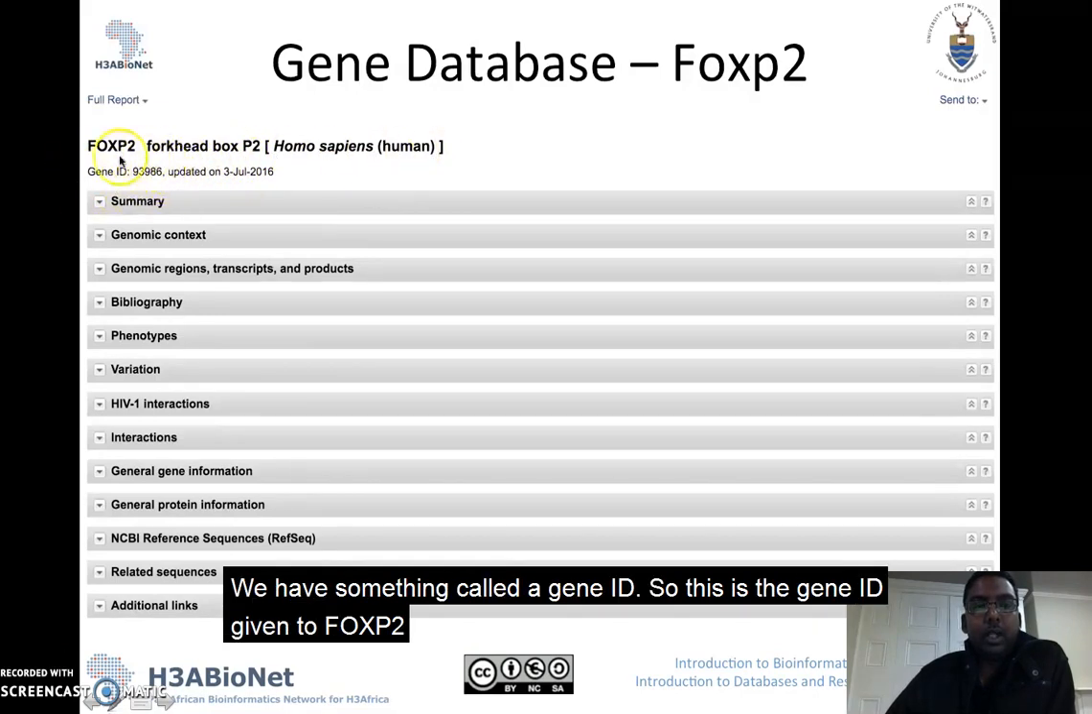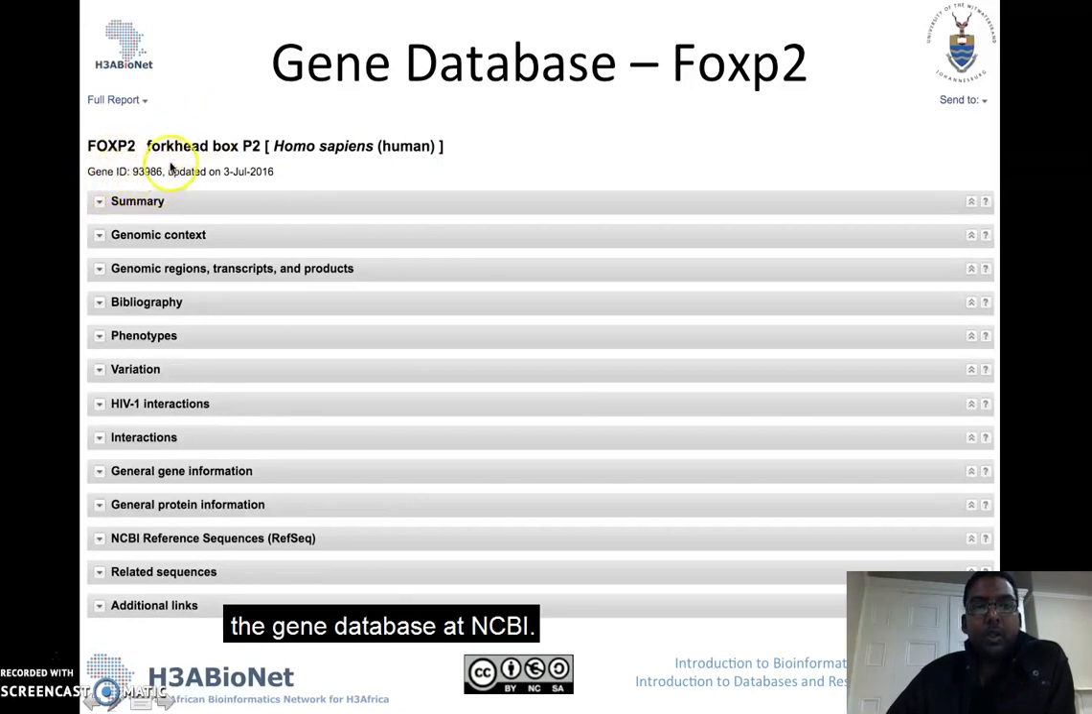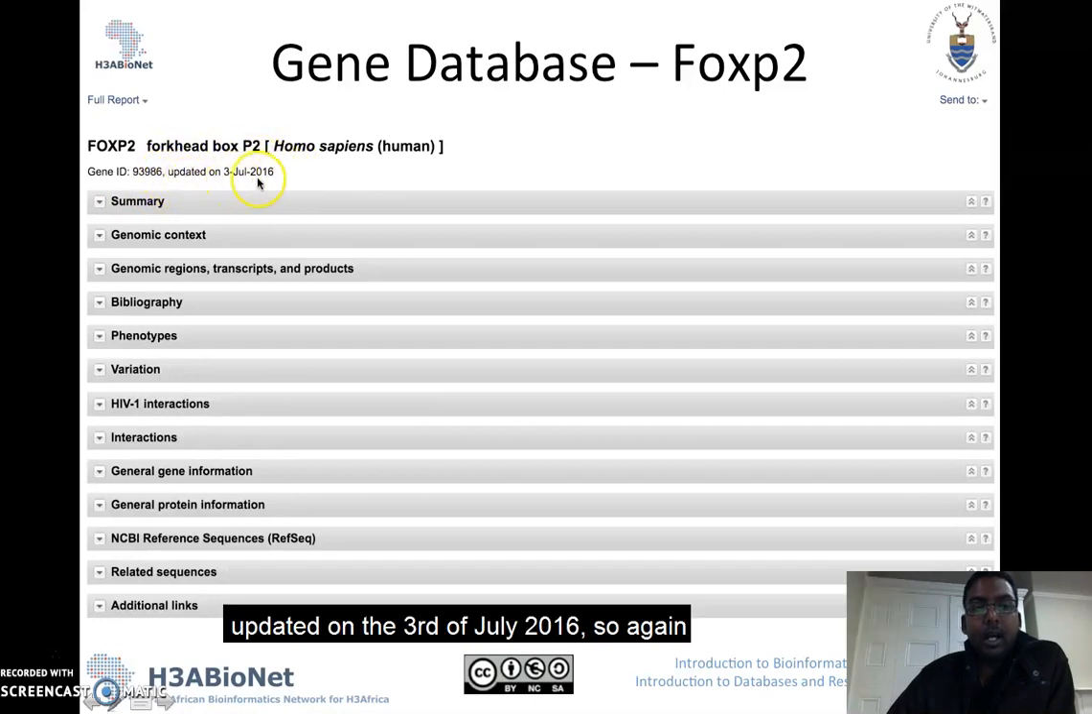We have something called a gene ID. This is the gene ID given to FOXP2 in the gene database at NCBI, so this is the ID particularly for the gene database at NCBI. Something important to see is that they also give you the last time this page was updated. You'll see that this was updated on the 3rd of July 2016. Again, this relates back to when I was speaking about making sure that you're using resources that are regularly updated and accessing data from resources that are regularly updated.